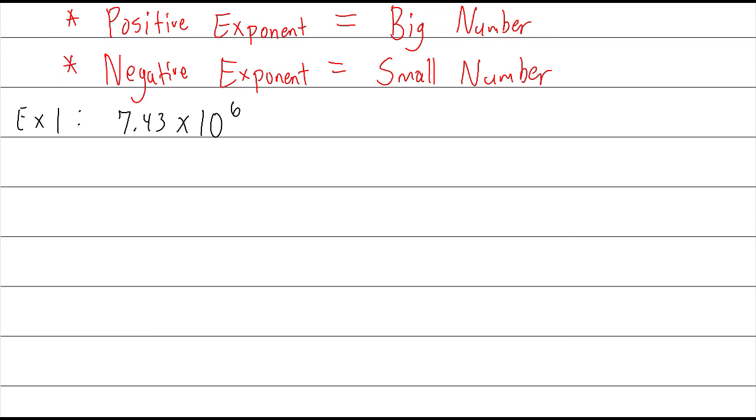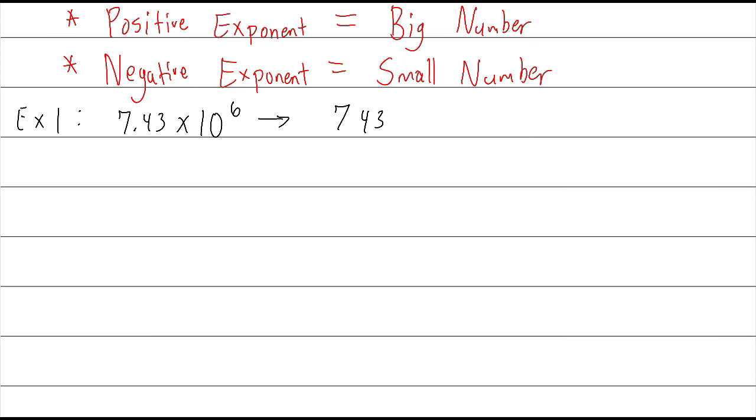So how do I actually write out my answer? The easiest thing to do is to write out the 7.43. Maybe don't write the point, but just know where it was. And then say, okay, I have to make this a big number, so I have to move this decimal. I can move it this way, or I can move it that way.